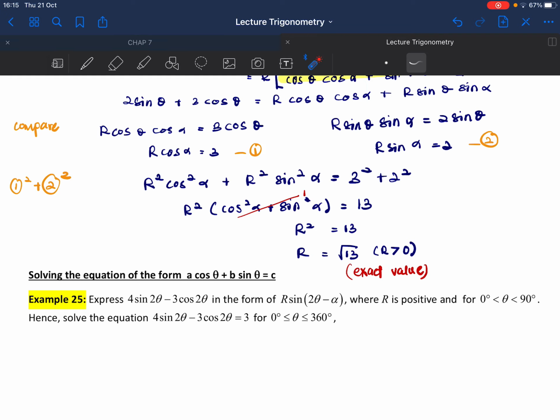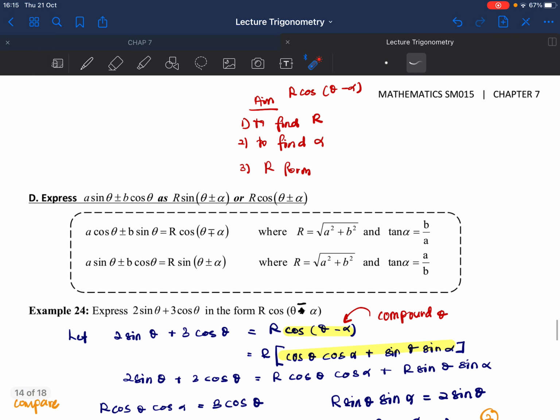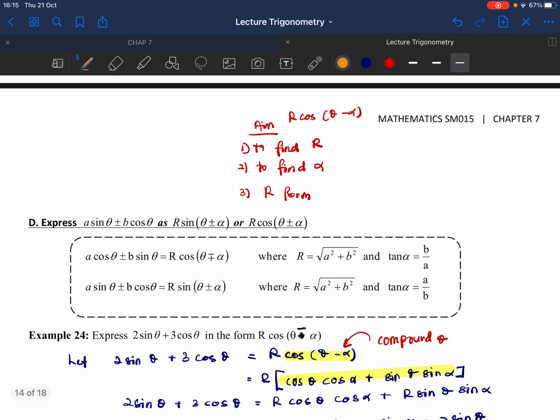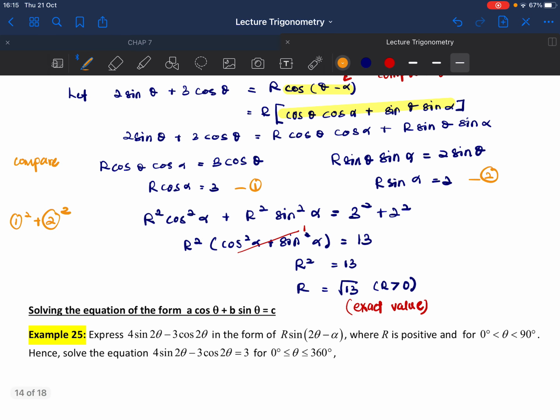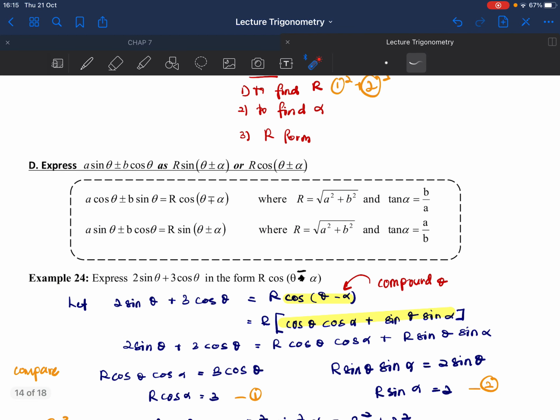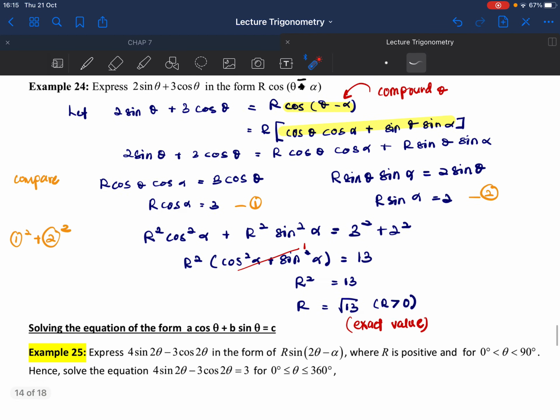Alright, so that is how we find our r square, by using first equation plus dengan second equation. Okay, 1 square plus 2 square, and then we are going to use identity lah dekat sini. Okay, the next step is we have to find our alpha. Okay, we want to find our alpha.